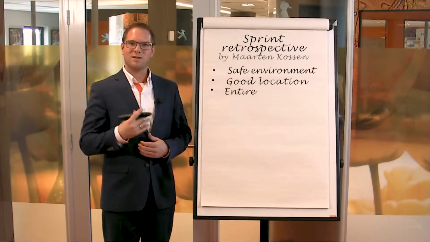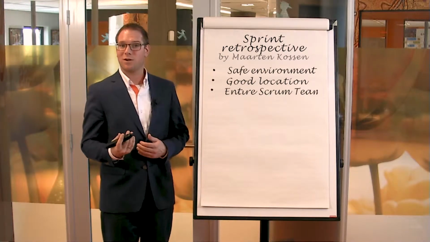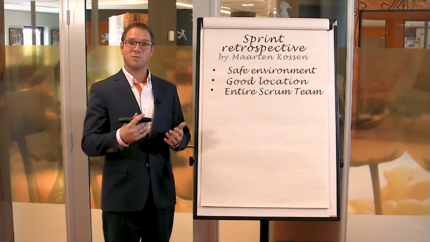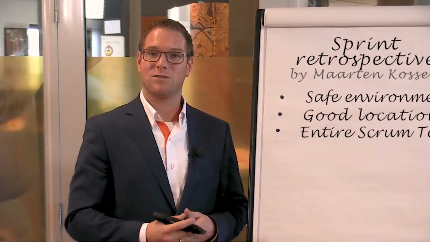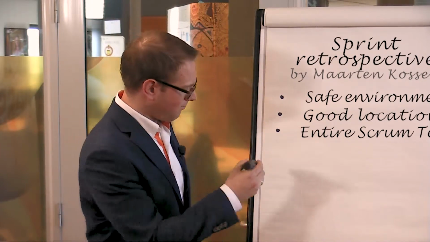Third, you want to have the entire Scrum team present, including the product owner. The product owner is as much part of the Scrum team as anybody else, so he or she should be there. We're going to move on to the phases of a good sprint retrospective.